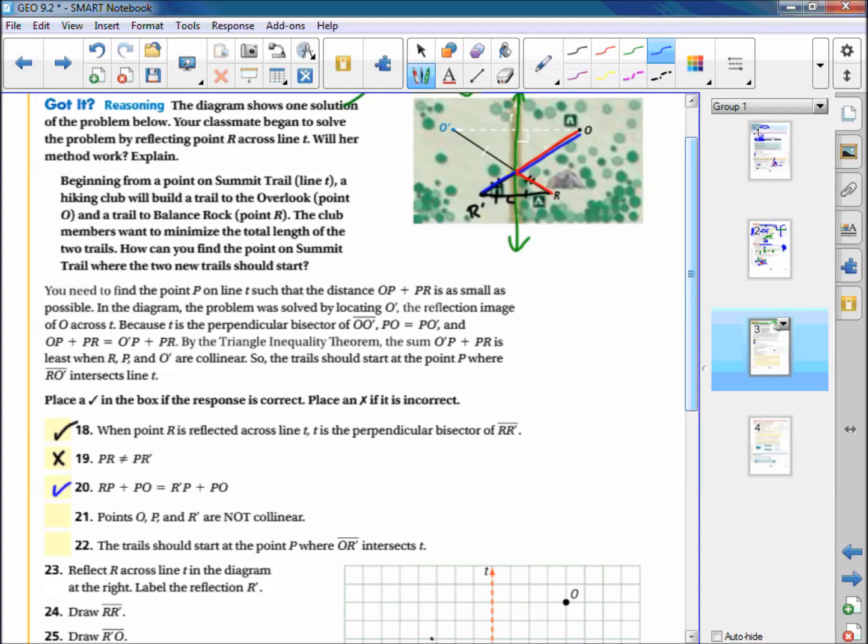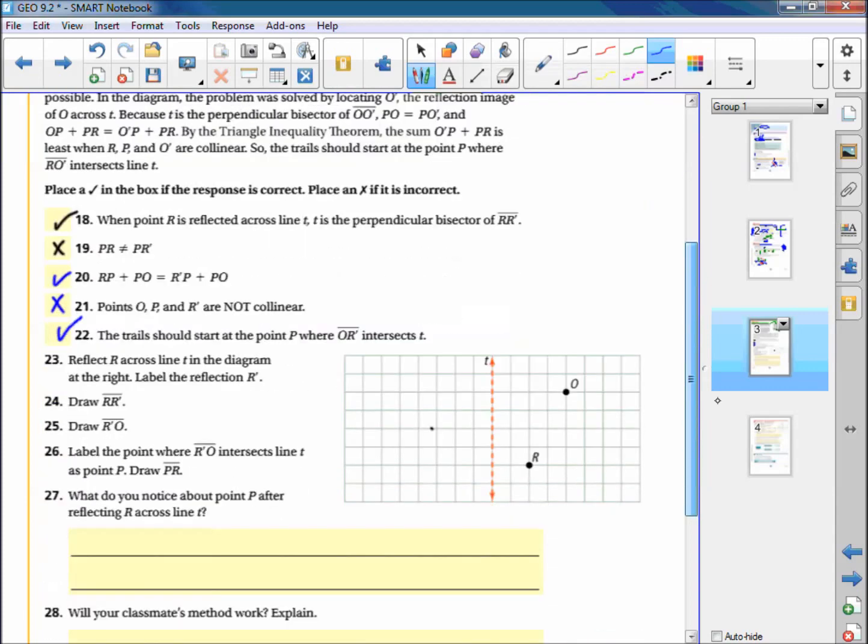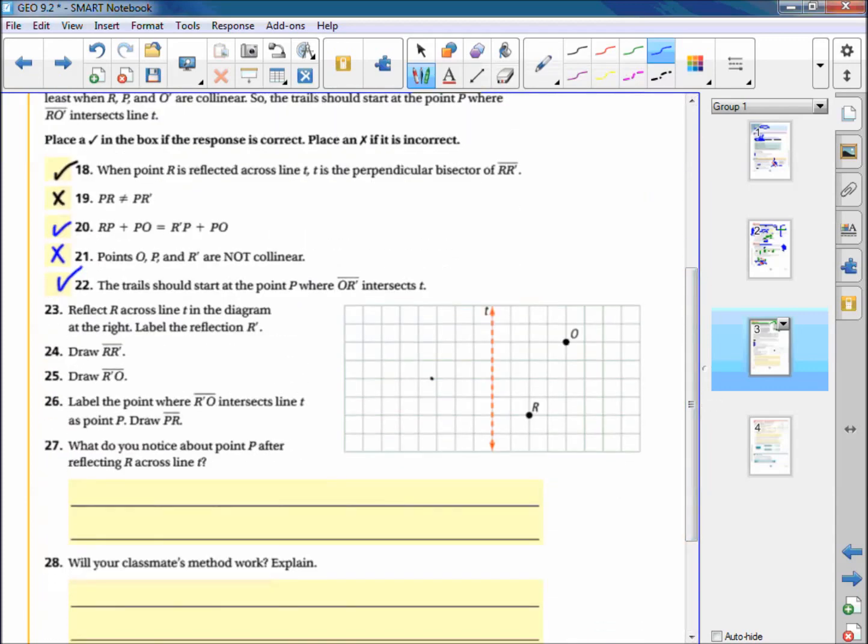And then it says points O, P and R prime. So here's O, here's P, and here's R prime are not collinear. Well, that's definitely wrong. They form a straight line. So the trail should start at point P where O R prime intersects T. And this is true. Okay, that's where we should put our trail. Kind of the same way as they did up above. Okay. All right, so let's try all the steps through.